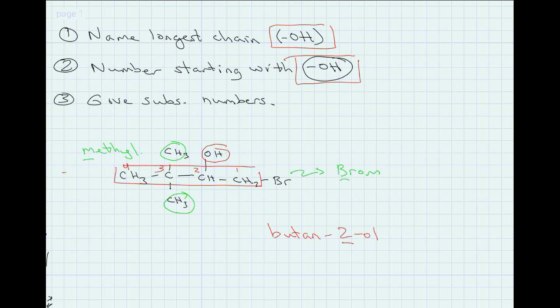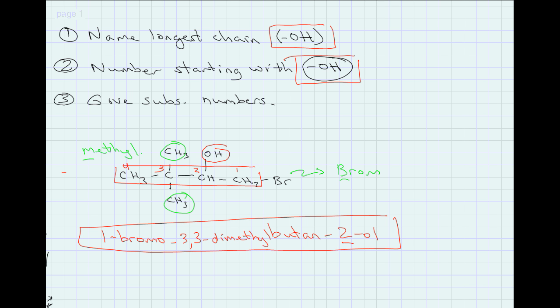So the name of our molecule is going to be 1-bromo, again because our bromo is in the first position and B comes before M. And then we have 2 methyl groups on the 3 position here, on the third carbon. So 3,3-dimethyl butan-2-ol. I realize it's not the neatest writing in the world, but hopefully you can see 1-bromo-3,3-dimethylbutan-2-ol. This is the IUPAC name for this compound.